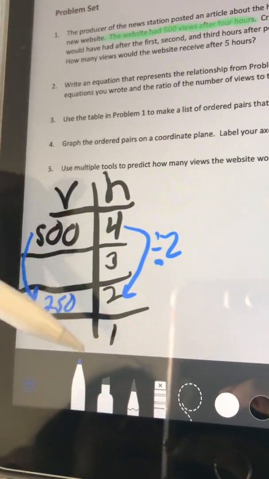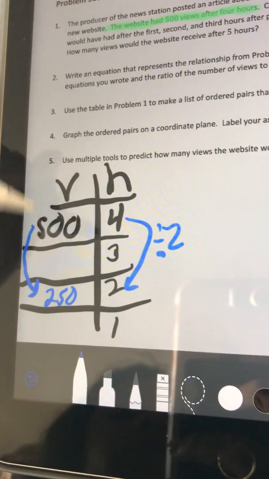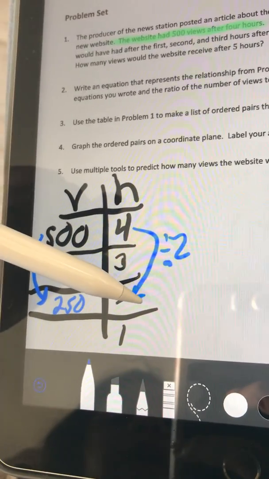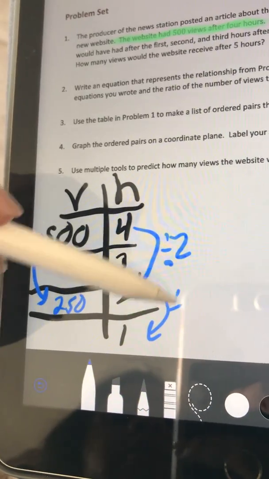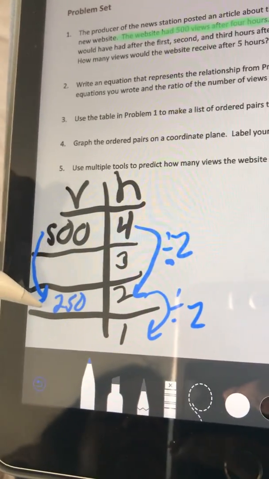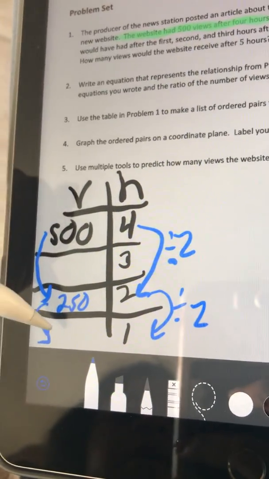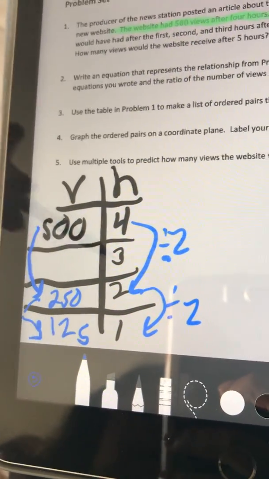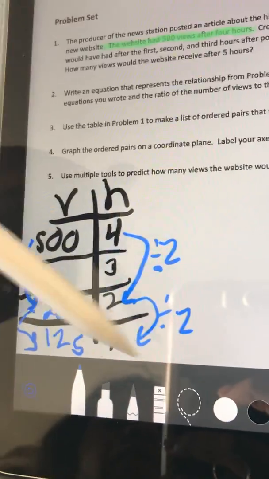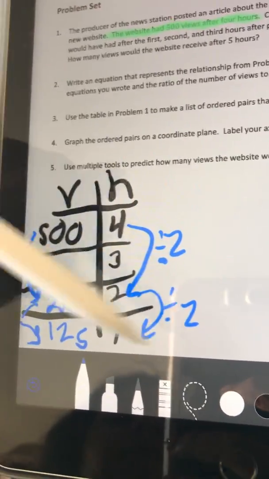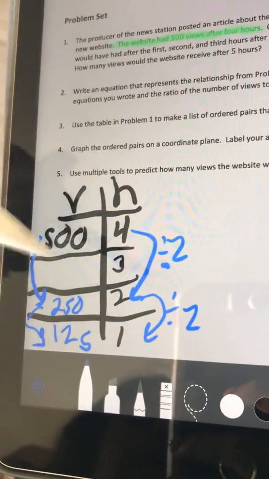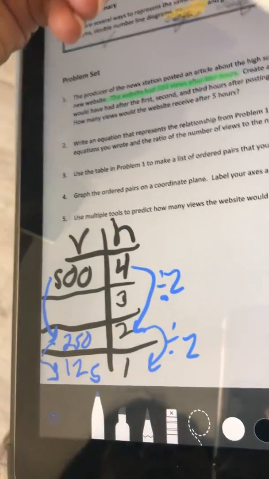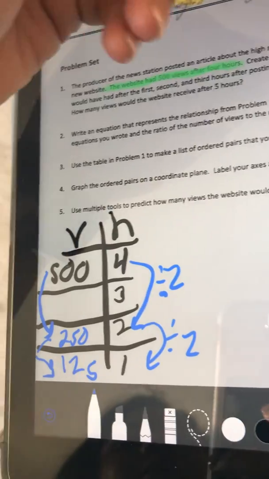Again, I'm trying to make sense of the relationship between these numbers. So I know that 2 can also be divided by 2, which means I can divide the 250 by 2 and get 125. So now that I know that for 1 hour it's 125 views, that's kind of my rate. That is, every hour there's going to be 125 views, because it says that the rate is consistent, or it stays the same.